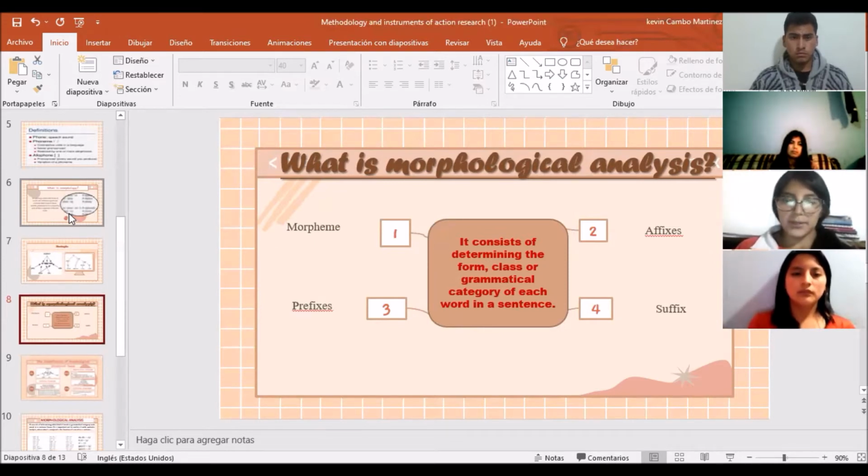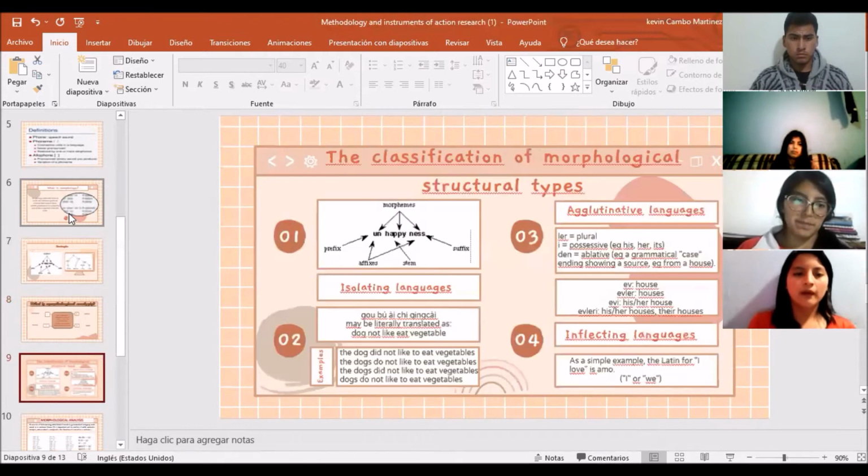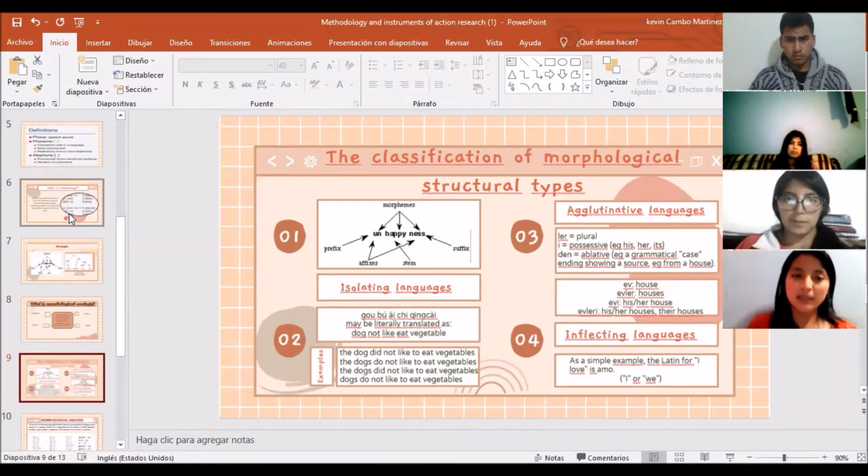My partner continues with the explanation. Good afternoon, teacher. My name is Evelyn Moncayo, and I am going to talk about the classification of morphological structural types.